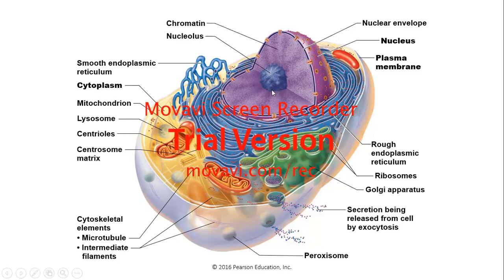A lot of students don't know what this right here is. This dark spot within the nucleus is the nucleolus, and that's where ribosomal RNA is made. You essentially need that rRNA for assembling ribosomes, but that's made in the nucleolus.